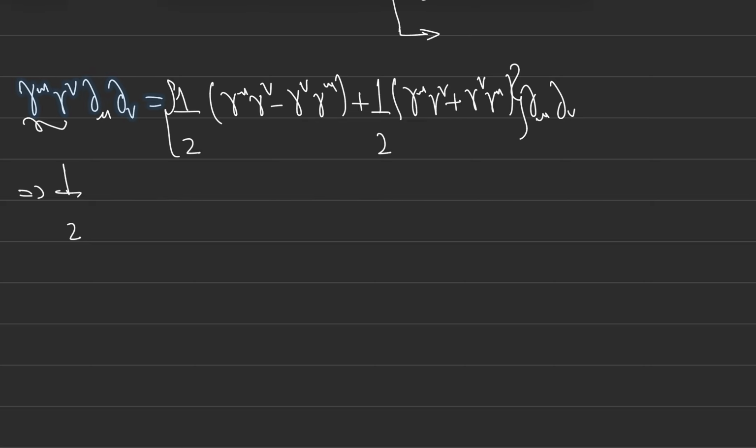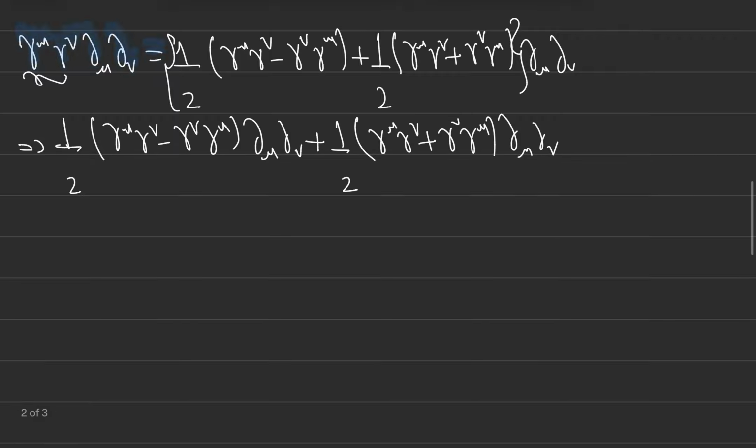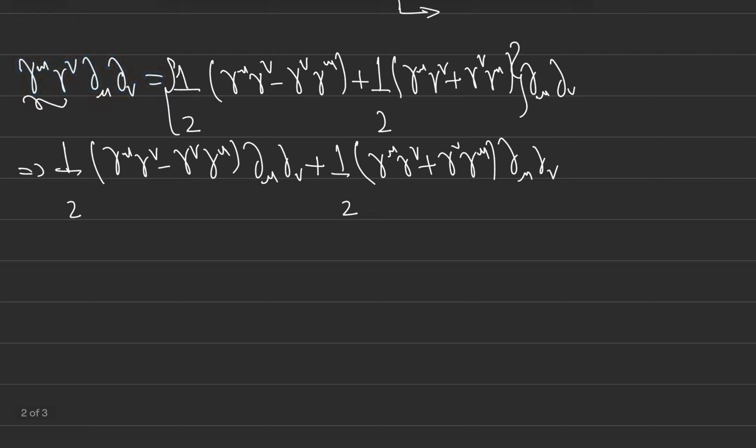half gamma mu, gamma nu minus gamma nu, gamma mu, partial nu plus half gamma mu, gamma nu plus gamma nu, gamma mu, partial mu, partial nu. Now this quantity is anti-symmetric, but we know that this is symmetric, right? Because the derivatives commute.